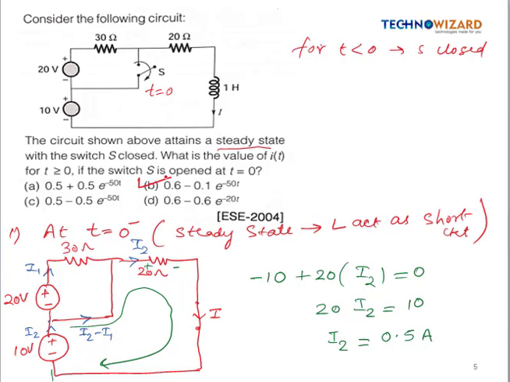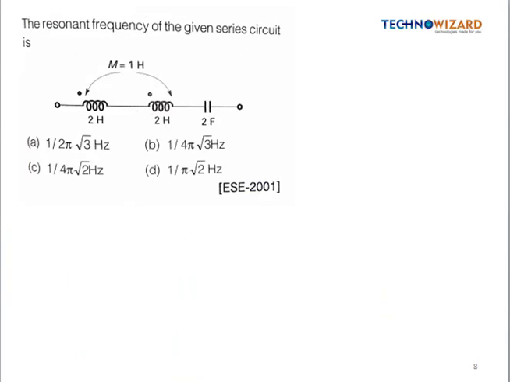Okay, so next question is: the resonant frequency of the given series circuit is. In this question basically two concepts are involved. One is resonating frequency, another is mutually coupled circuit, right?